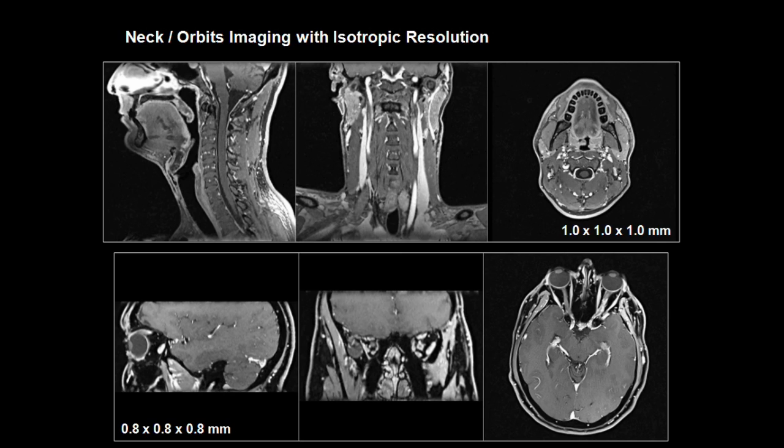What's important here is that you do not see visible swallowing artifacts, and there are also no visible pulsation artifacts. In the bottom row, you can see our orbit protocol. In this case, the spatial resolution was even 0.8 millimeters isotropic. And in this case, you can nicely see the abnormal enhancement of the optic nerve on the right side. This indicates that there's an optic nerve sheath meningioma. What's important in this example is that there are no visible artifacts from the eye motion. Eye motion is usually a problem in this application.